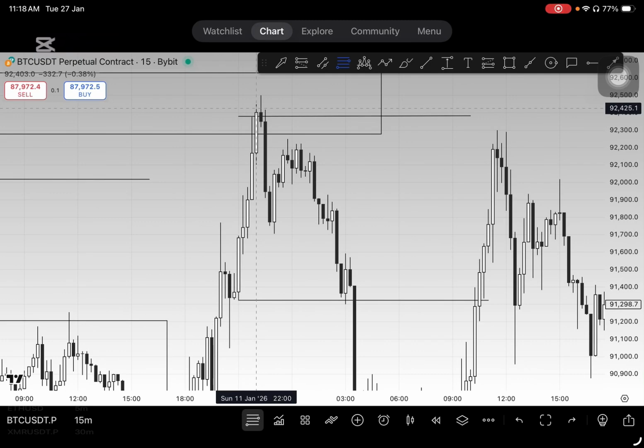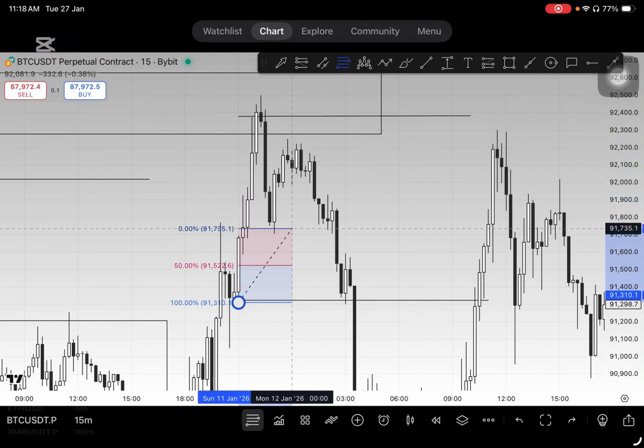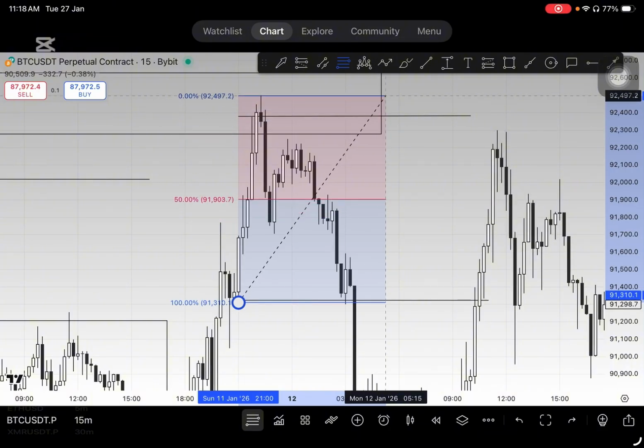So let's say we start from the low of the CRT setup to the high of the CRT setup. Now we use our fib tool to mark it out. By using our fib tool to mark it out, you're going to see that the market automatically has to trade into our 50%, and then it will retrace back.